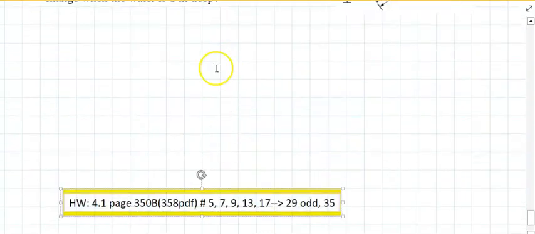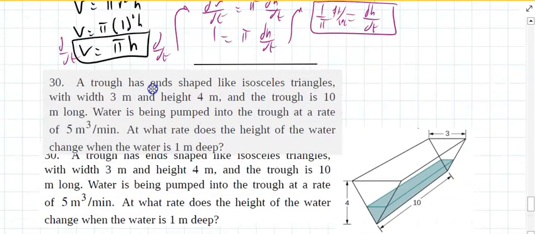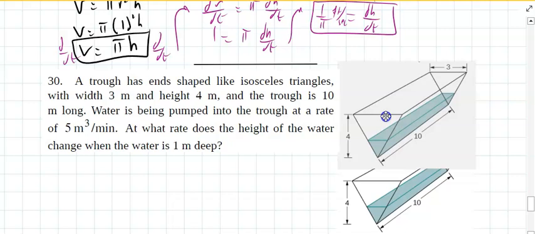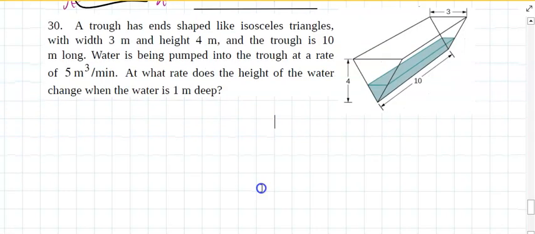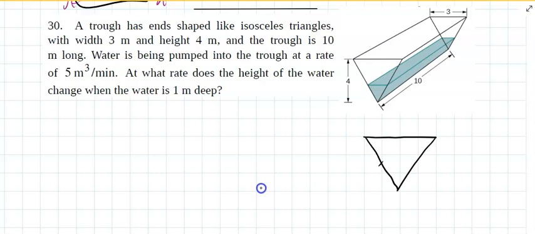And I have a nice problem I wanted to do for you. I wanted to make sure you see one of those. Okay, a trough has ends in the shape of an isosceles triangle. What we know about an isosceles triangle, these sides are equal. And it says the height is 4 meters and the top is 3 meters. So it has a width of 3 meters and a height of 4 meters. And the trough is 10 meters long.